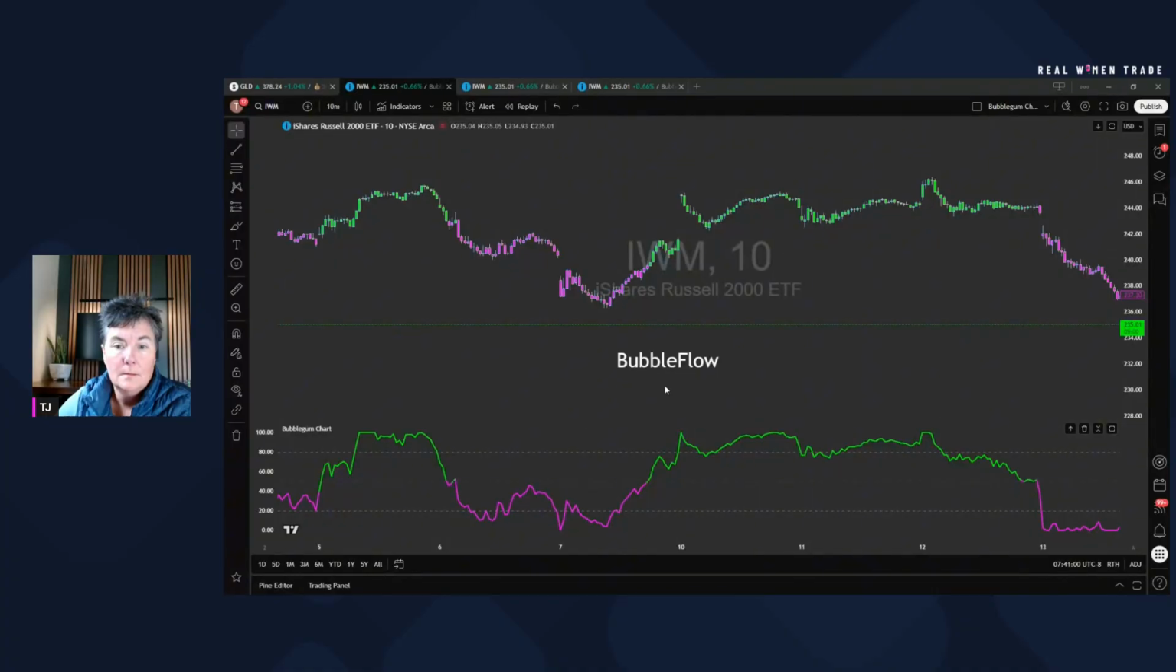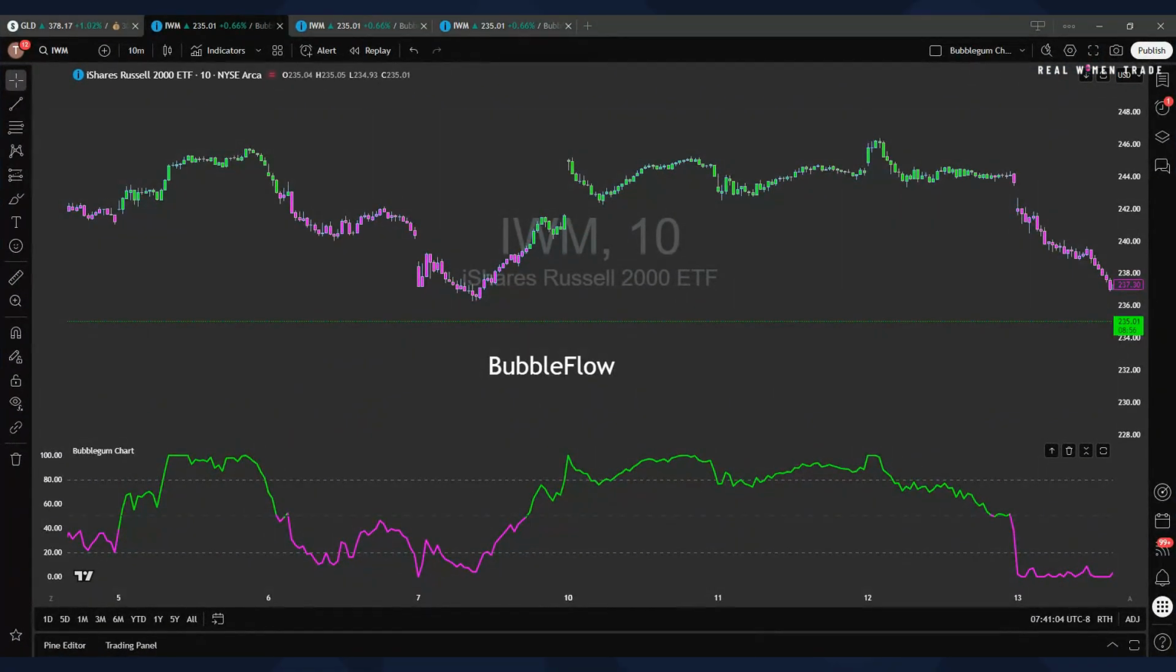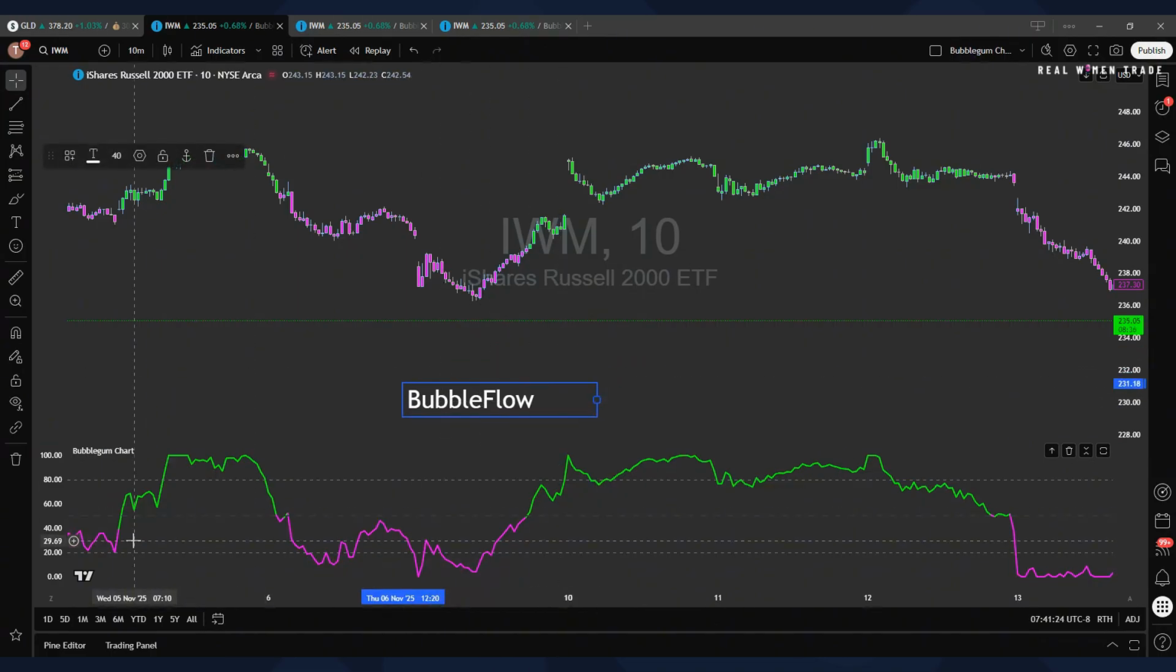So this is what the chart looks like. As you can see, there's only 2 colors, hot pink and lime green. I want you to first look at this line down here. It's called the BubbleFlow, and it shows you the strength of whatever market you're trading.